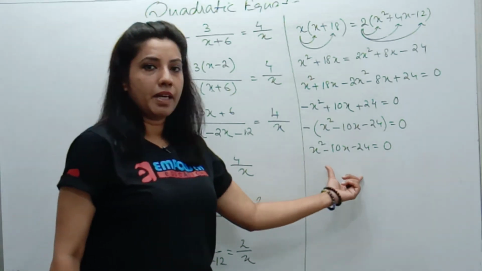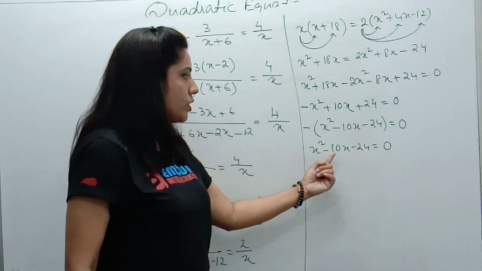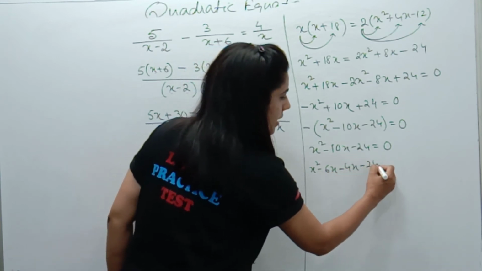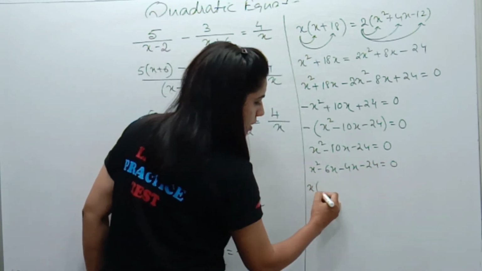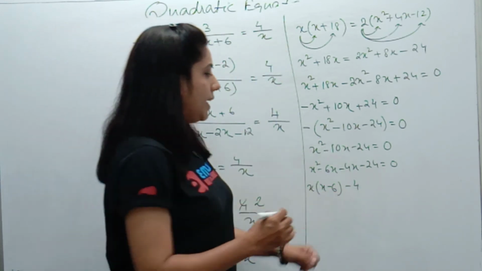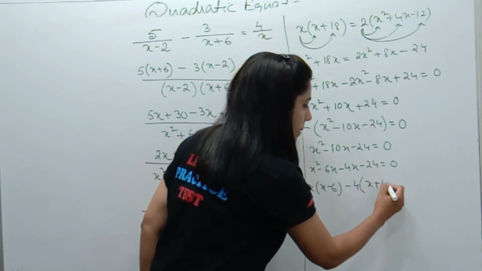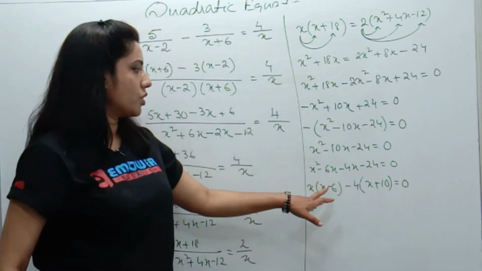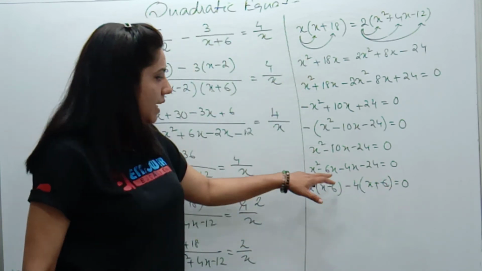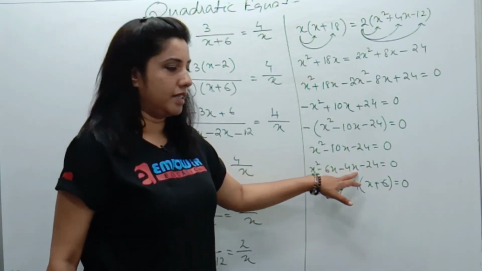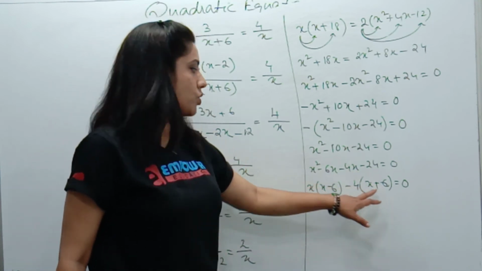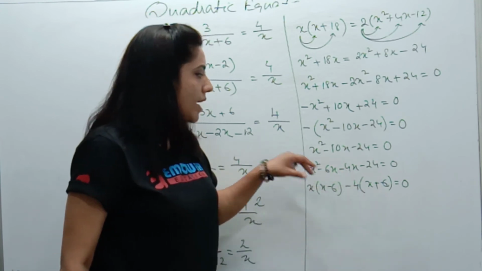Now we need to split the middle term. The factors of 24 which should give you 10, that is 6x minus 4x. Now take x common from these two, x minus 6, minus 4 common. But then if I take these two factors, I am getting x plus 10 equal to 0 here, and x plus 6 equal to 0 here. So basically, if I take 6x and 4x as the factors, here I am getting x minus 6 and here I am getting x plus 6, which is not the same. So that means these two factors will not work.